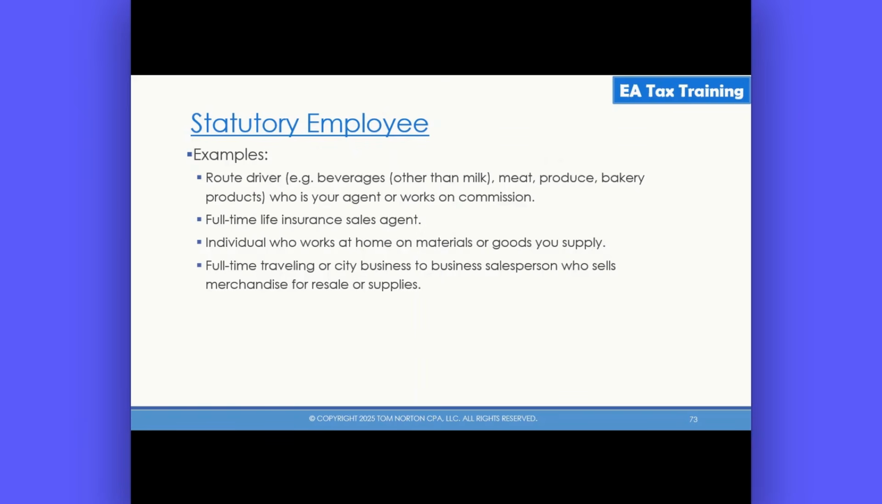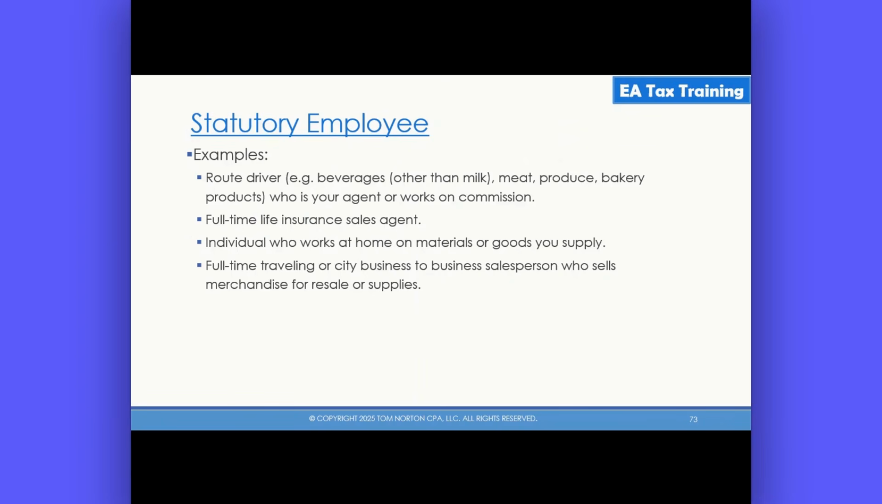So some examples of these would be a route driver who's acting as an agent or works on commission. A full-time life insurance sales agent can be a statutory employee. An individual who works at home on materials or goods that you supply. So the business supplies the materials and says, here, put together this widget. And that person is working at home. They could be a statutory employee.